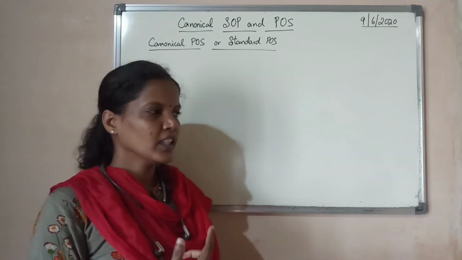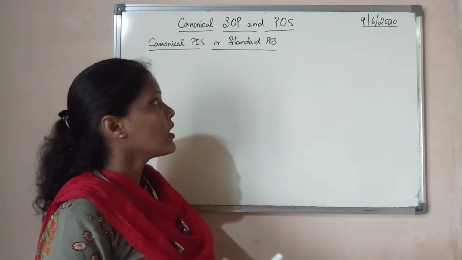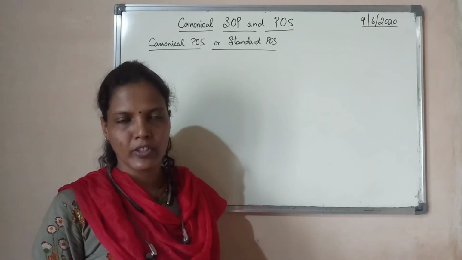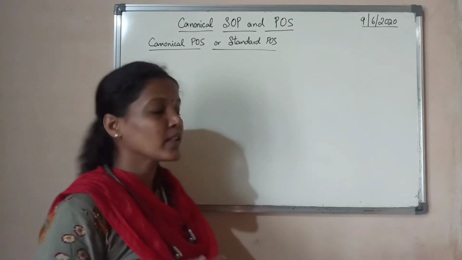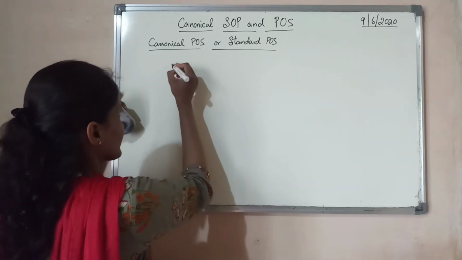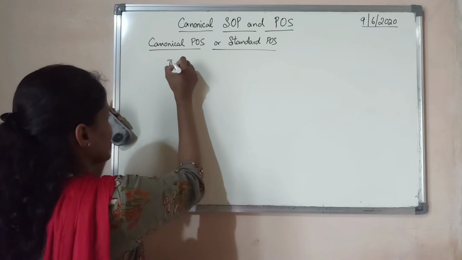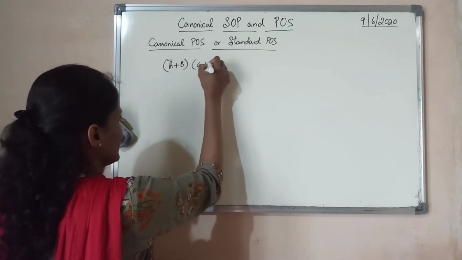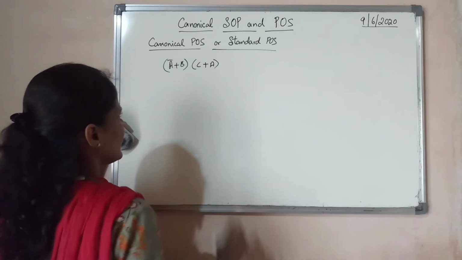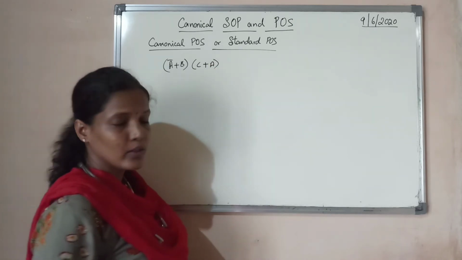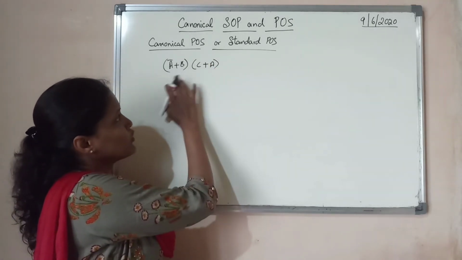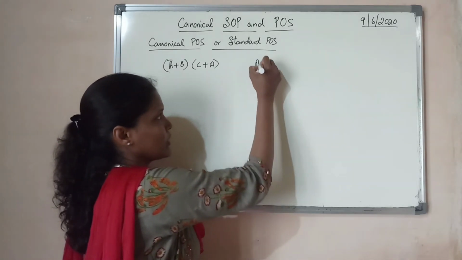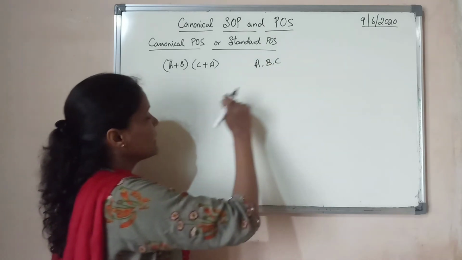Now we are going to see the canonical POS, also called the standard POS. What POS means we have already seen, that is product of sum form. An example for product of sum is a bar plus b, and c plus a. This is a simple example of product of sum. Here I am having 2 terms. It is a 3 input variable expression. Which are those input variables? A, B and C.